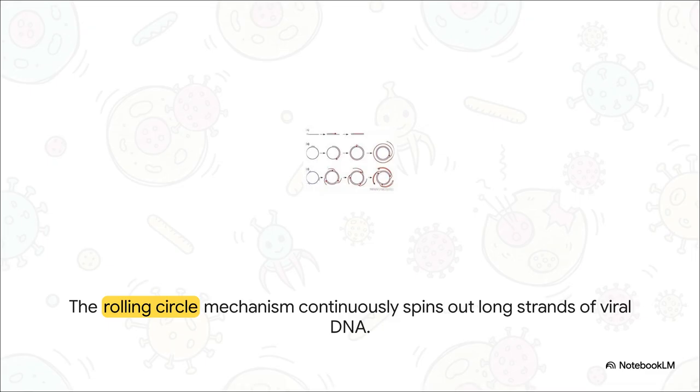The virus makes a little nick in its circular DNA, and then starts unspooling one strand while it just keeps copying the other one over and over. This creates this super long, continuous ribbon of DNA with tons of copies of the viral genome back to back. Then, it just chops them up into individual units for all the new viruses. It is the ultimate biological assembly line.